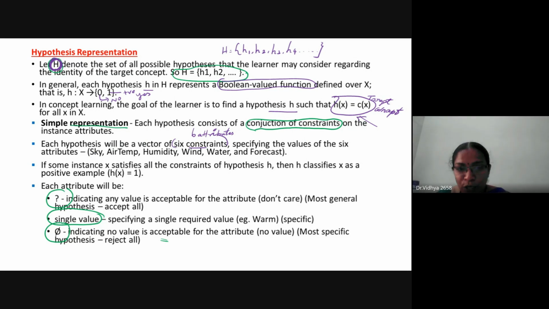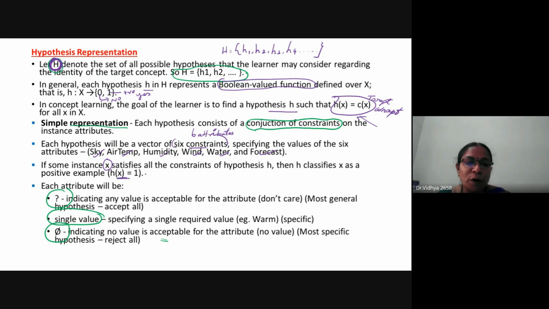So the 6 attributes are sky, air temperature, humidity, wind, water, as well as the forecast. So these are the 6 attributes. Then instances. Instances are denoted by X. If some instance satisfies all the constraints of the hypothesis H, then H classifies X as a positive example. Yes, we have seen this.